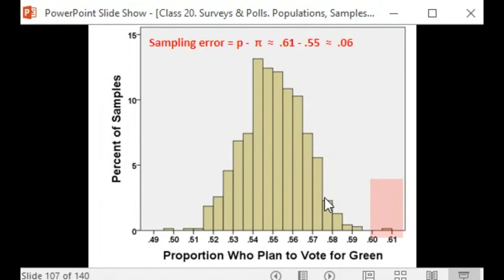Okay, here's the answer. Sampling error equals P minus pi. P is 0.61. Pi, that's the proportion in the whole state who intend to vote. Remember, that's in the population, that's 0.55. And so the sampling error is 0.06. So this sample with 0.61 overestimates what's happening in the state by 0.06, or 6 percentage points.